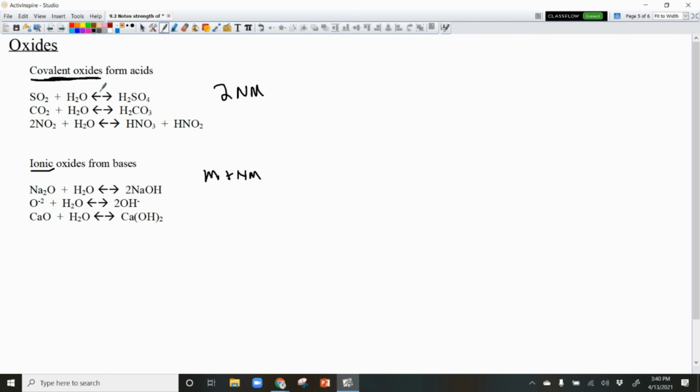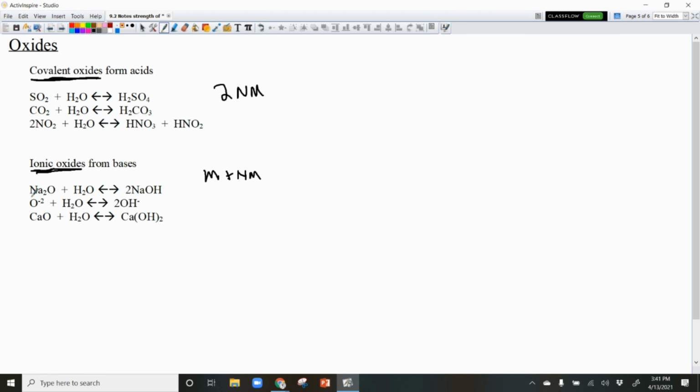Okay, covalent oxide. Covalent oxides, when combined with water, form acids. So we see SO2 plus H2O forms H2SO4. It's an acid, right? CO2 plus H2O forms H2CO3, an acid. On the other hand, if you have an ionic oxide, if you have a metal combined with oxygen, then it's going to form a base. So sodium oxide, okay, combined with water is going to give you NaOH, sodium hydroxide.